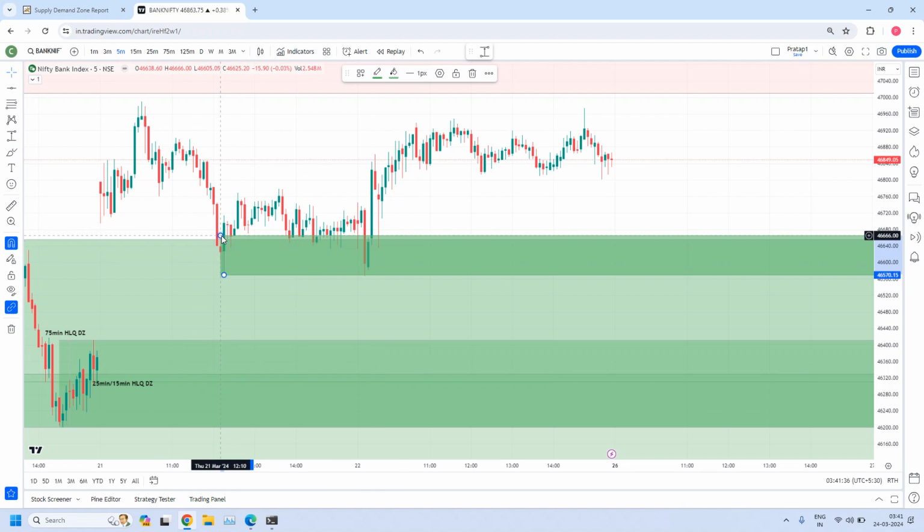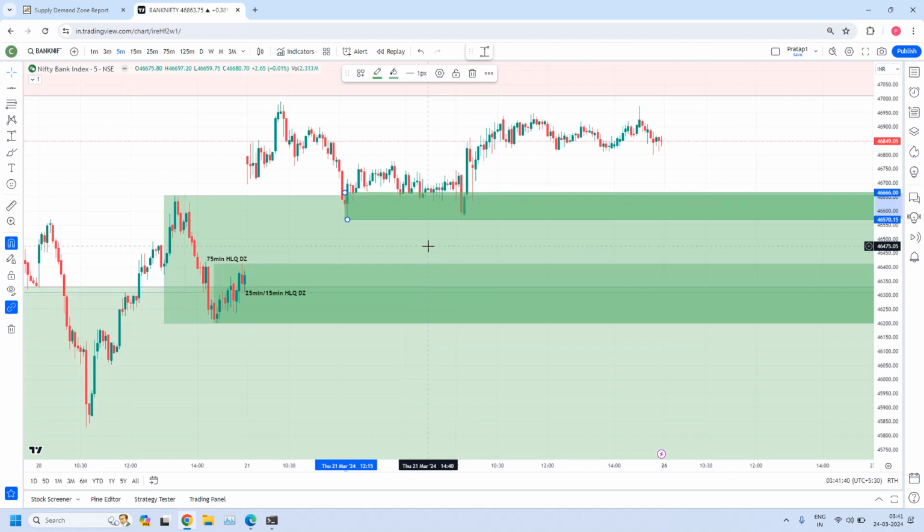Once it is pierced, we don't consider that zone. Pierced zones will be used for a special purpose. Forget about that special purpose for the time being.